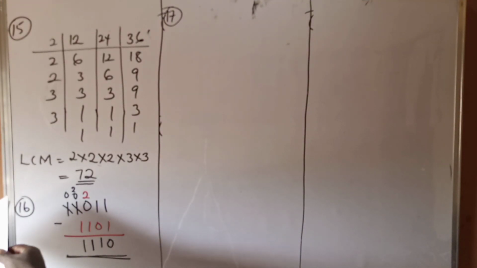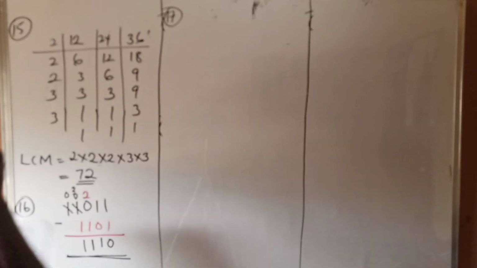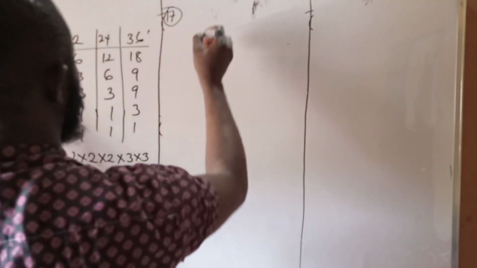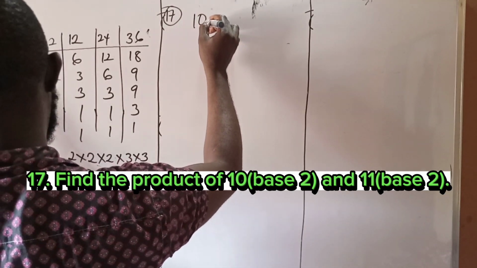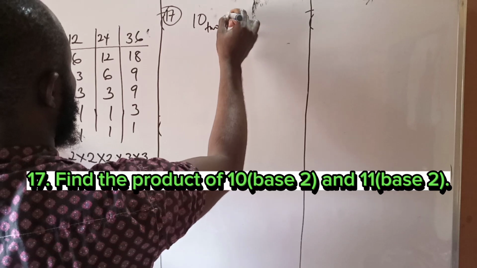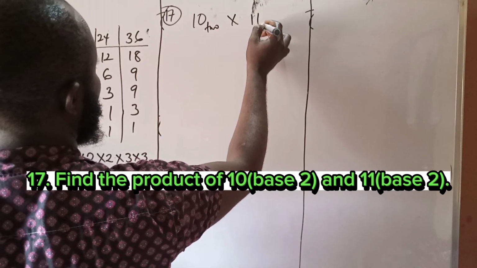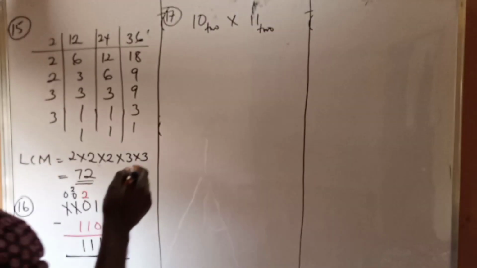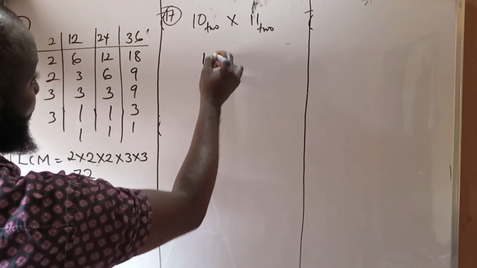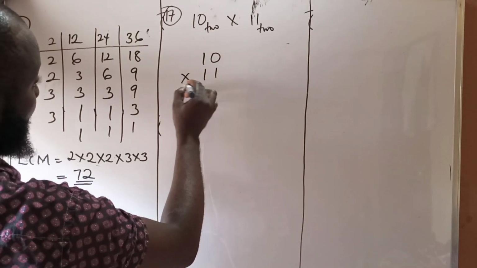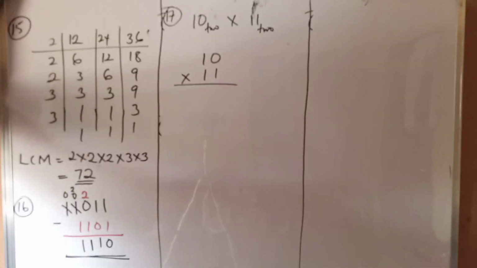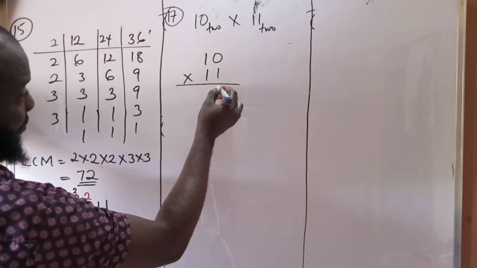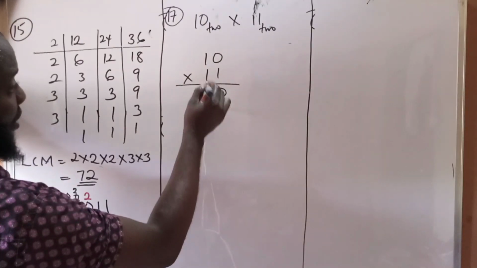For question number 17, find the product, yes, this product on number base, binary numbers. Find the product of 10 base 2 times 1 base 2. So the same thing we also apply here. So multiply 10 by 1. If you use a calculator here, you get 10. So that's why I need you to pay attention to this. So 1 multiplied by 0 is 0.